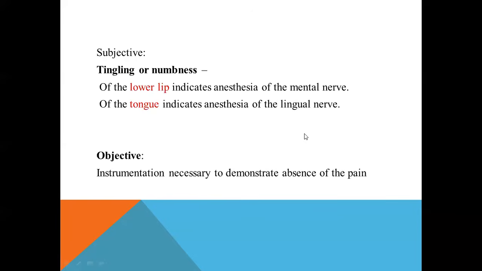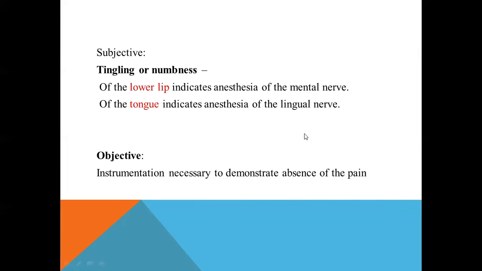As I told, there are 2 types of symptoms, subjective and objective. Subjective is what the patient feels. The patient will have tingling or numbness of the lower lip, indicating anesthesia of the mental nerve, or of the tongue, indicating anesthesia of the lingual nerve.